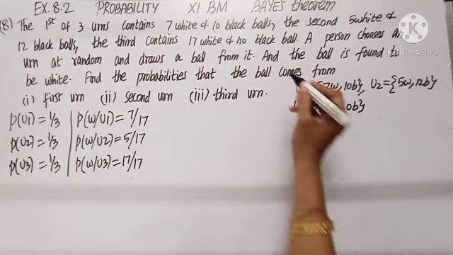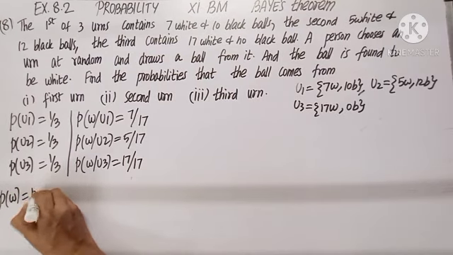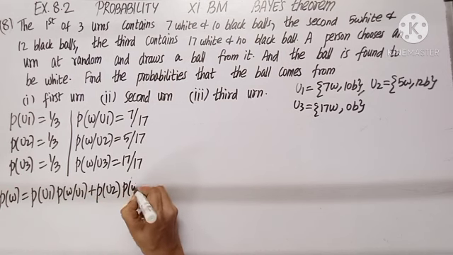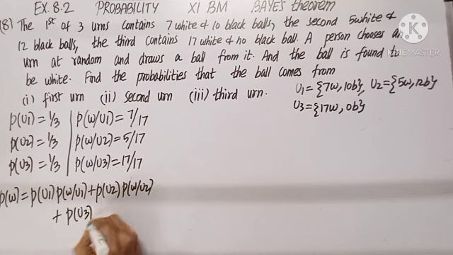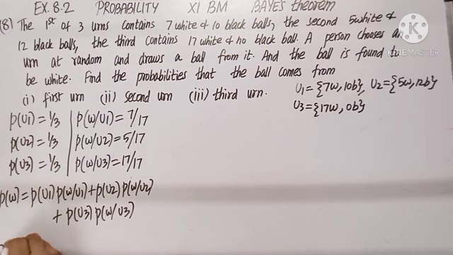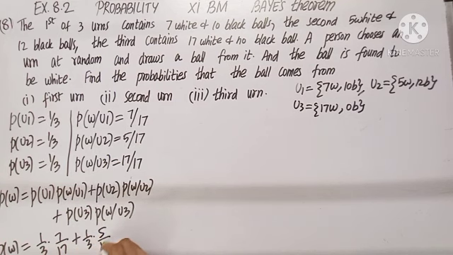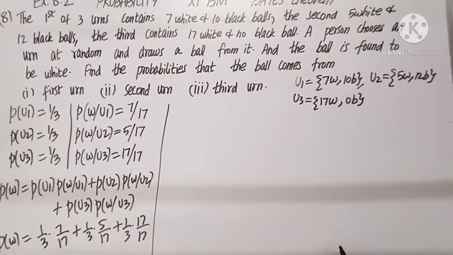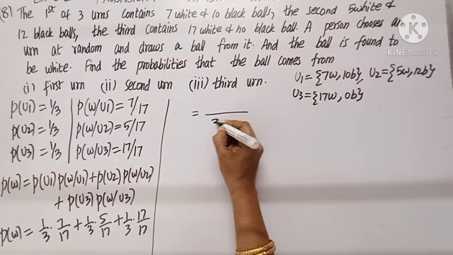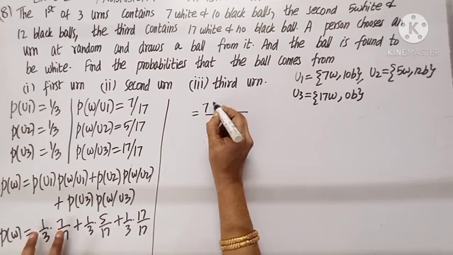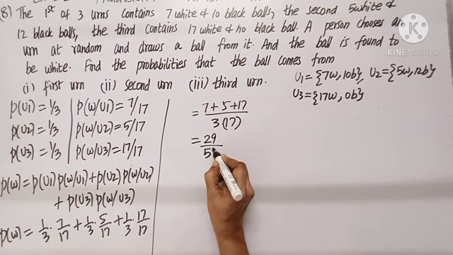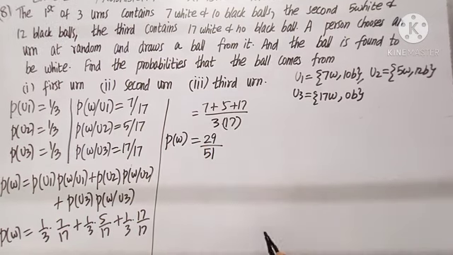Now I need white ball probability. How to write this white ball? Select urn 1, white from urn 1, plus select urn 2, white from urn 2, plus select urn 3, white from urn 3. As I simplify, P of U1, 1 by 3 into 7 by 17, 1 by 3 into 5 by 17, 1 by 3 into 17 by 17. For all the 3 terms, the LCM is 3 into 17, that is 51. The numerator 1 into 7, 1 into 5, 1 into 17. So we get 7 plus 5 plus 17, 29 out of 51. This is probability of selecting white ball.